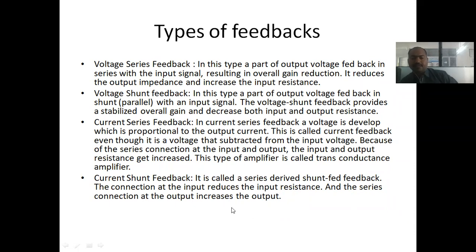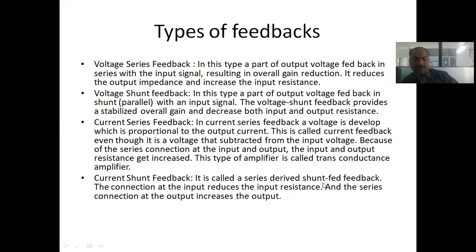Why does this happen? See, when we use the current shunt feedback, the applied input is a current, right? We got the output as a voltage. Why is it a voltage? Because whatever part is connected across your feedback is a voltage, or it is in shunt, which indicates parallel. So a parallel connection is nothing but a voltage, right?